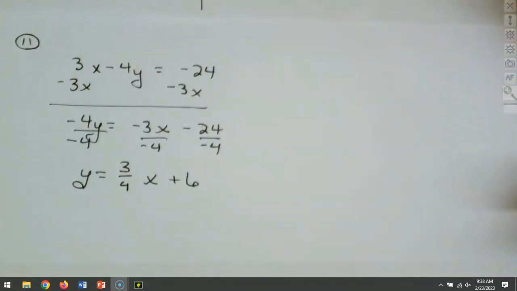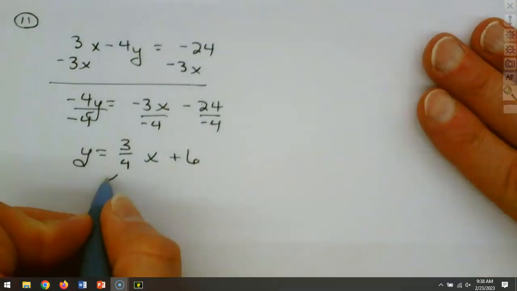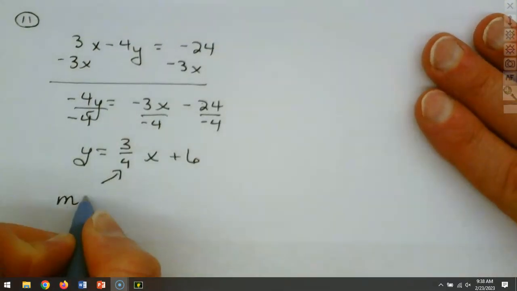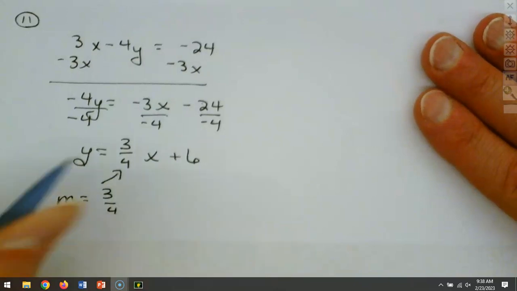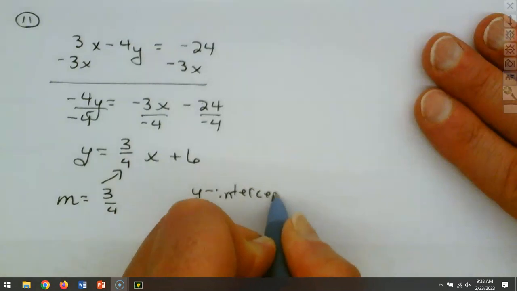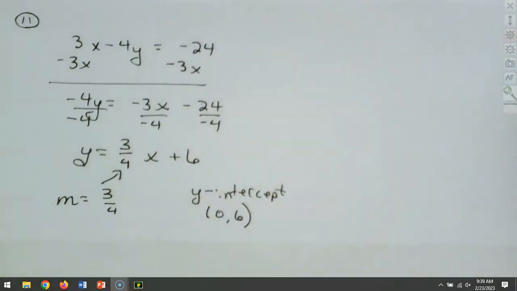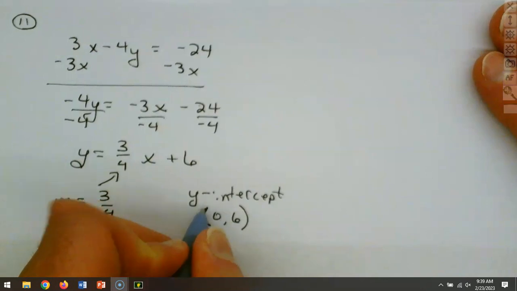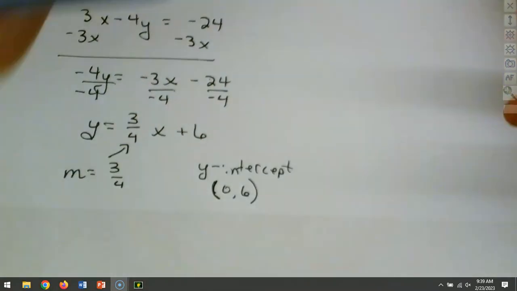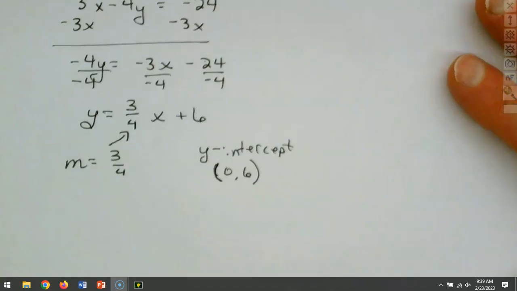Okay, so we have everything we need to graph this, and we need to find our slope. That's the number in front of your x, so that is 3/4. And then our y-intercept. Well, what would our y-intercept be? As an ordered pair, that would be 0, 6, wouldn't it? Now, do we have everything that we need? Yes, because we have a point and we have a slope, so we can easily graph this equation.